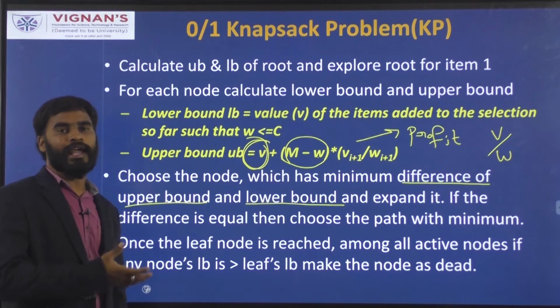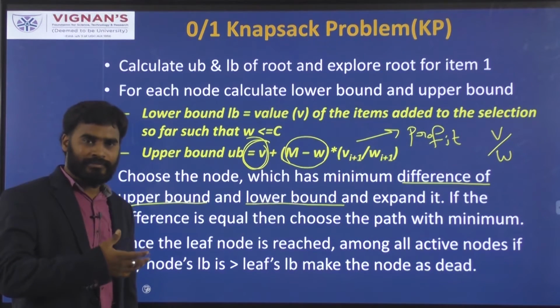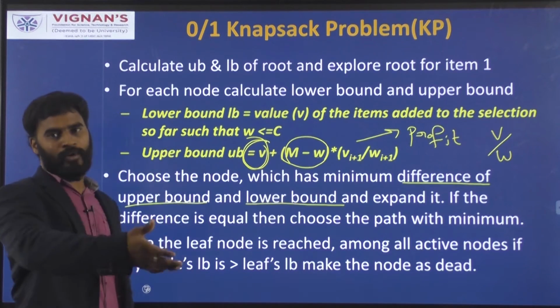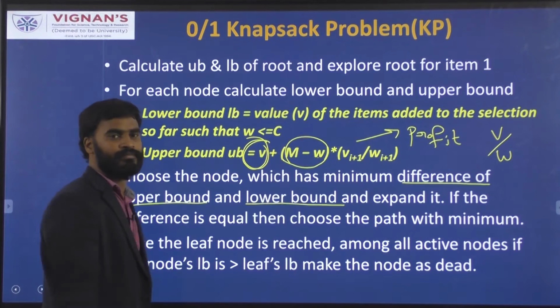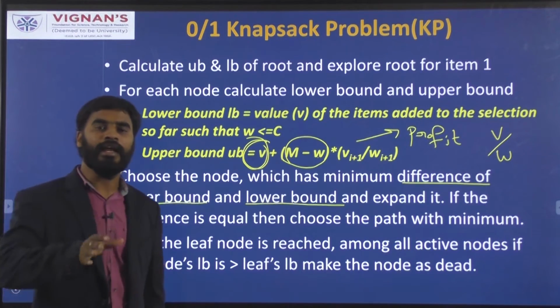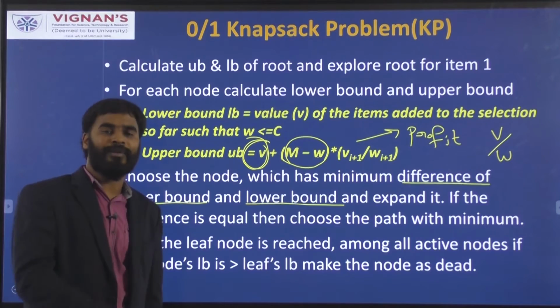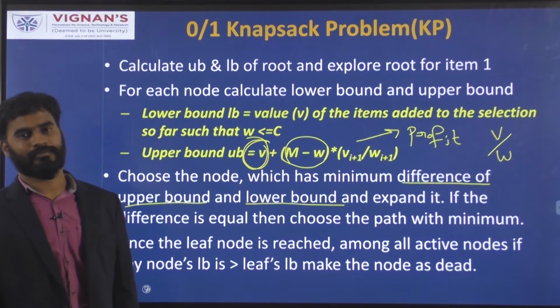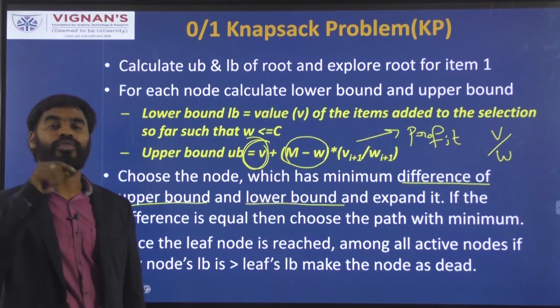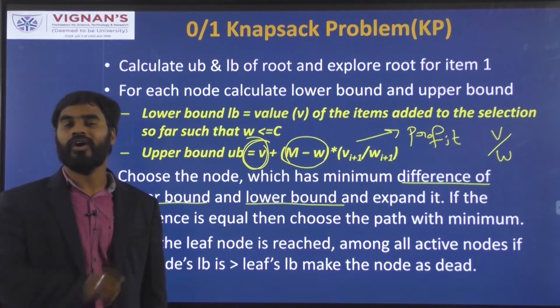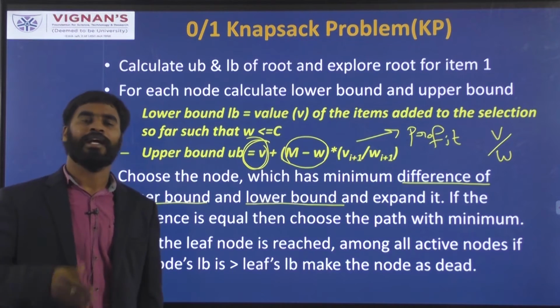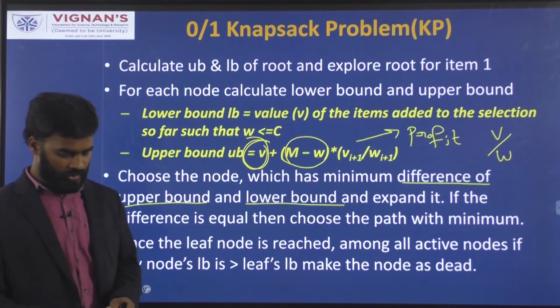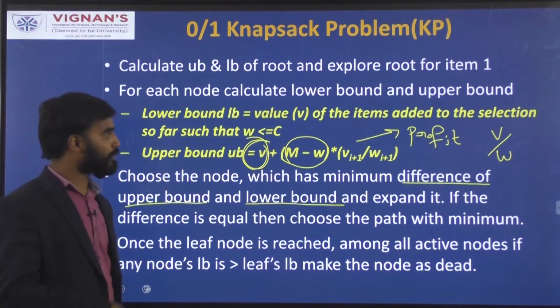If any other live node has a greater upper bound than the leaf node, those nodes will become dead. We will prune those nodes. We will not consider those nodes for the exploration. We will solve this example so you can understand it.